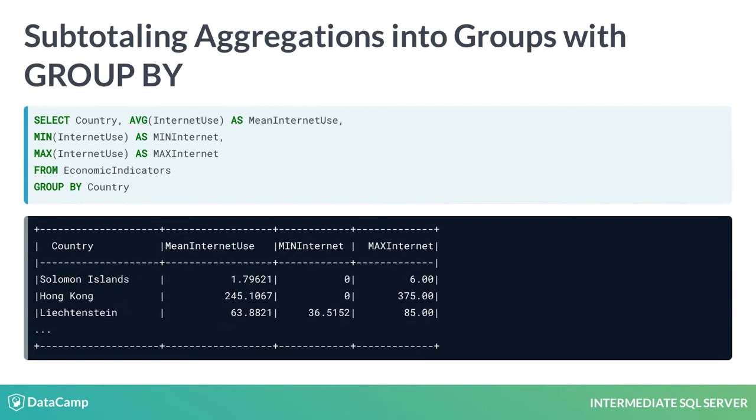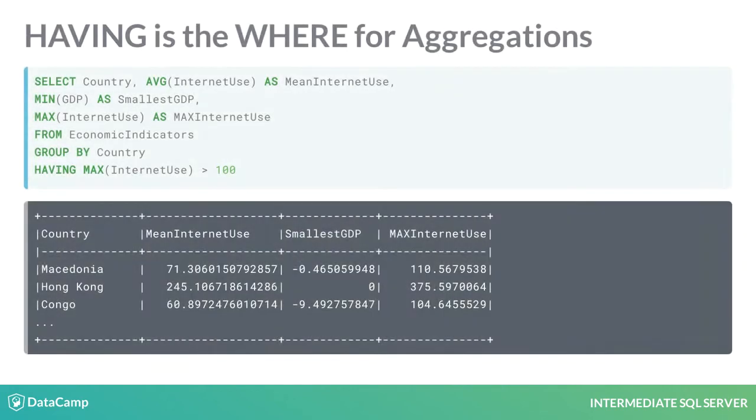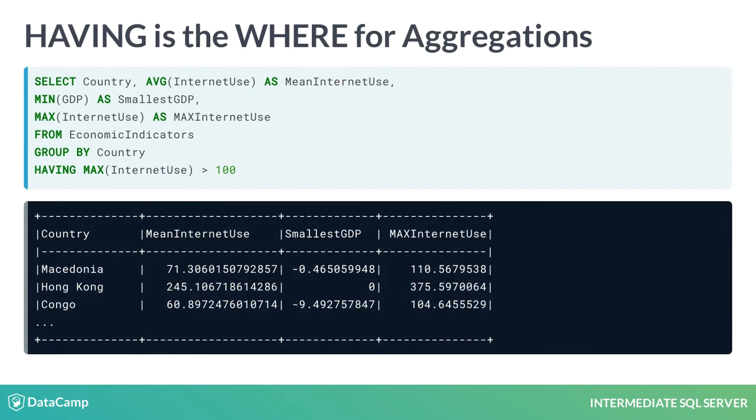Now, if you want to take this one step further by returning only countries where internet use is greater than 100, you can't use the where clause. When you want to filter on calculations which contain group by, you can use the having clause to filter rows. Here is a complete example using the having clause. We are filtering the query to show only countries having monthly internet use greater than 100 hours a month.